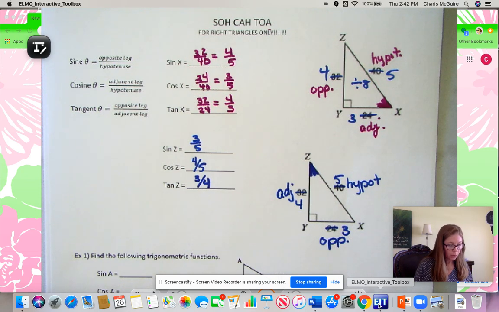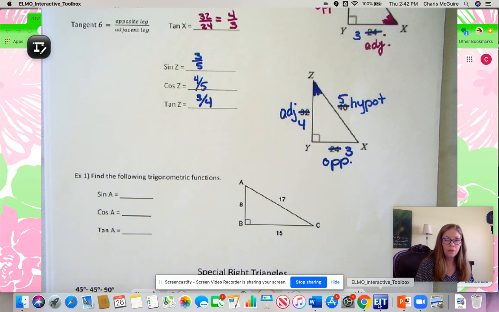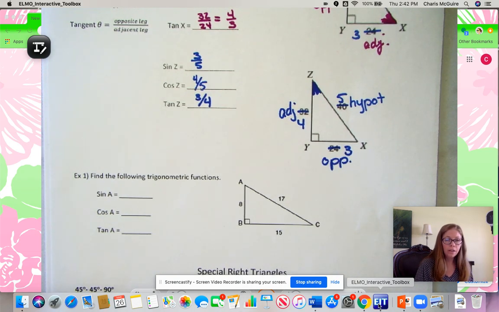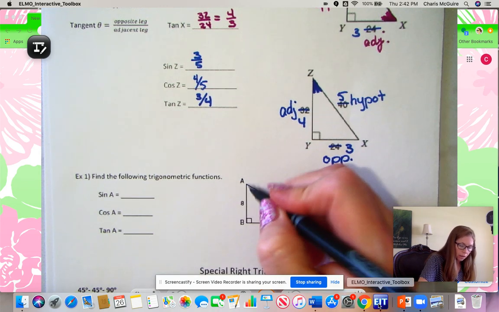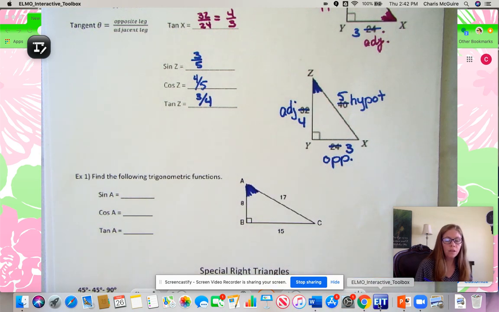All right. Number 1 below, we have a different triangle down there for you. And I'm going to let you go ahead and try that out. Go ahead and find the sine of angle A. And we're looking at angle A here. Highlight that. The cosine of angle A and the tangent of angle A.